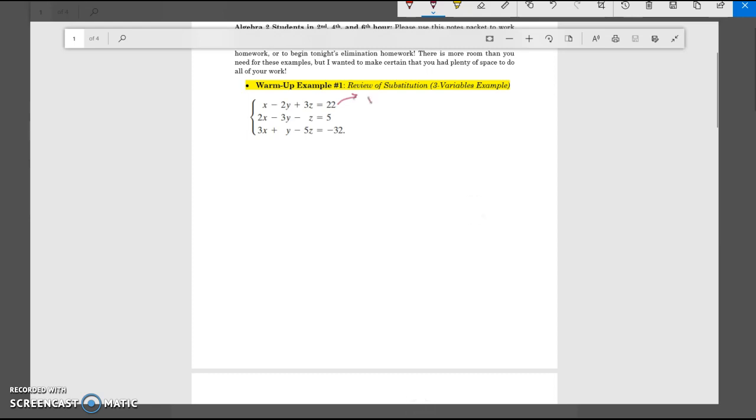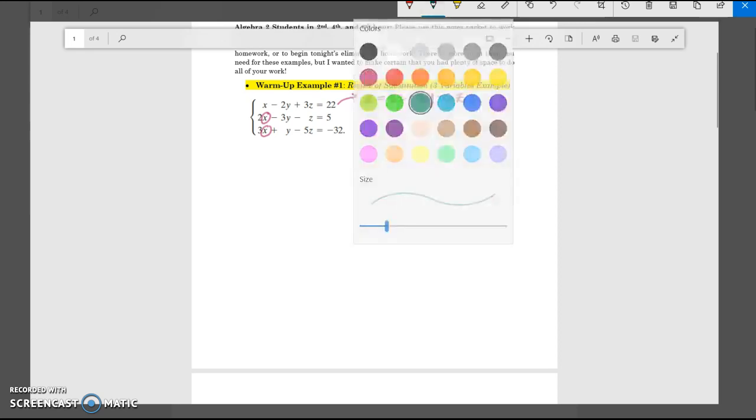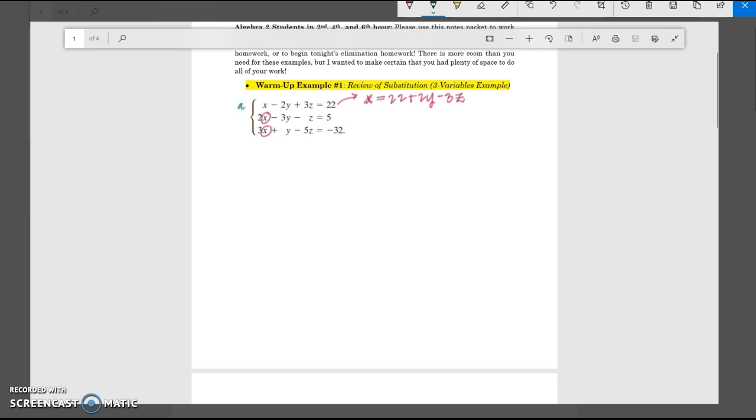So to do that, I'm going to add over the 2y and the 3z so that I have 22 plus 2y minus 3z as my expression for x. Now I'm going to take that x and substitute it in here and here, so that way I have two equations that will only have y and z. I like to label my equations A, B, and C, so I know what I'm substituting in.